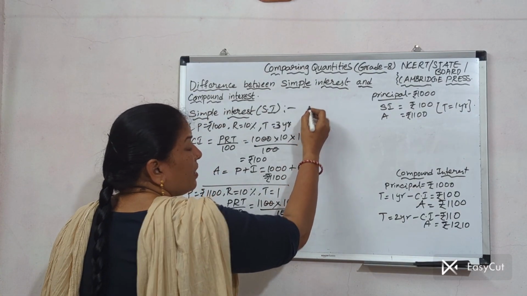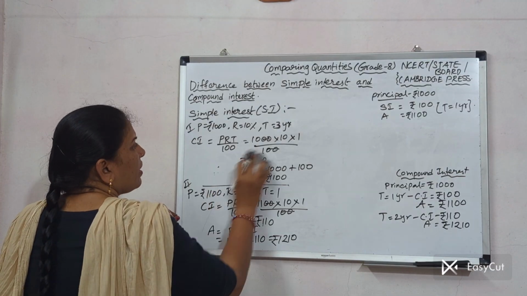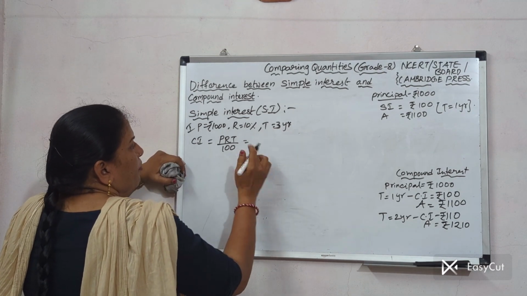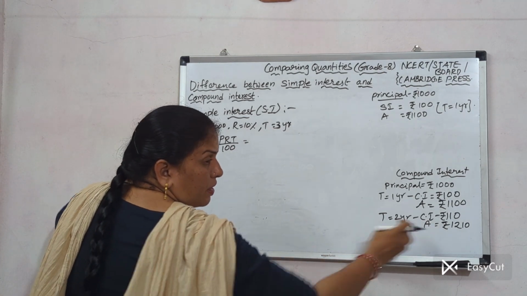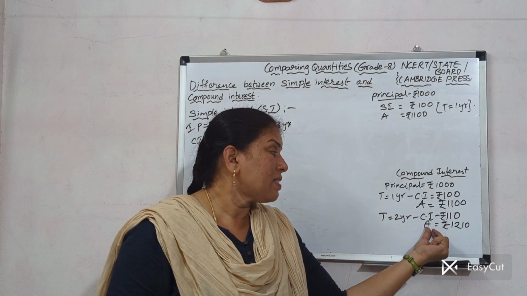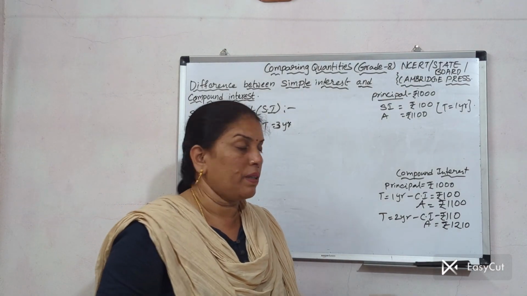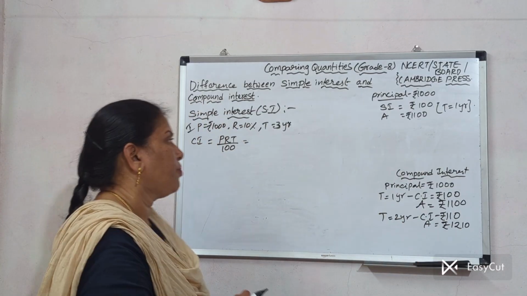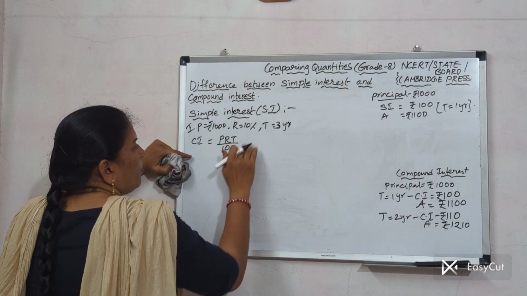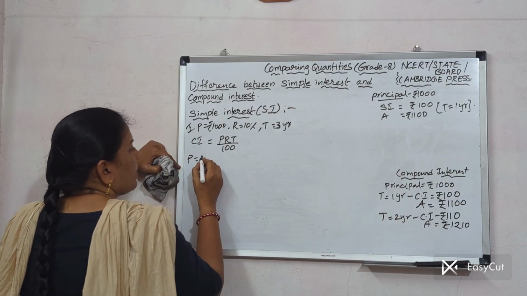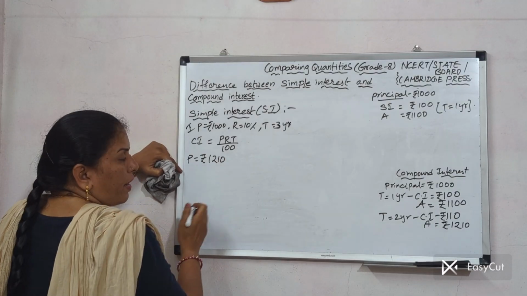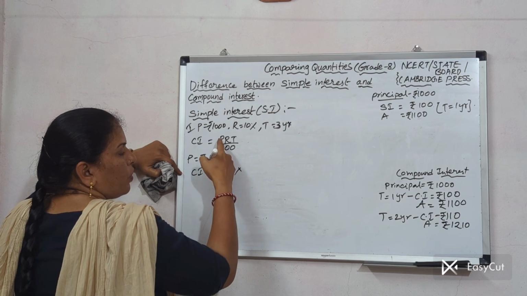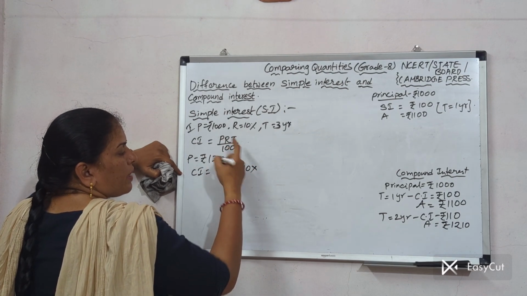Again we must calculate for third year. Now I am calculating for third year. See, P means how much? Third year, what is the principal? Second year amount is the third year principal. Second year amount, how much you got? 1210. This one you must take as a principal. So, principal is equal to 1210 rupees. Okay. So, CI is equal to principal means 1210 into R means 10 into time means 1.